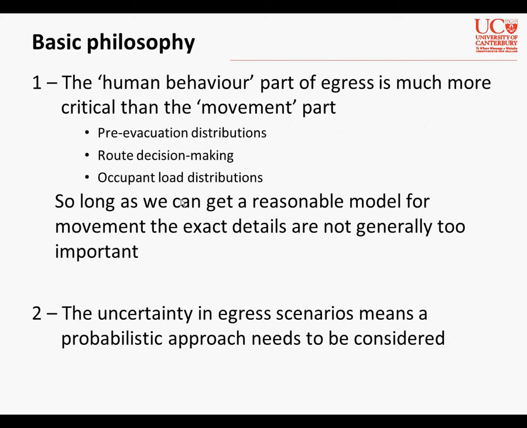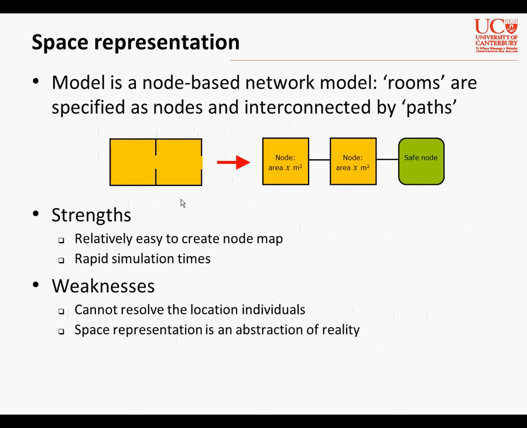So long as we can get a reasonable model for movement, then the exact details are not generally too important. The second part of the philosophy is the uncertainty in egress scenarios means that a probabilistic approach needs to be considered. The evacuations model uses a node-based network model. Rooms are specified as nodes, and these are connected together by paths. If we imagine a simple two-room model that leads to the outside, we would represent that as two nodes with a connection in between, and then a connection to what we call a safe node.